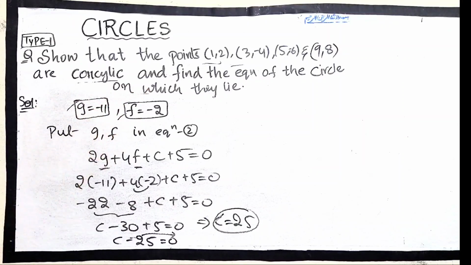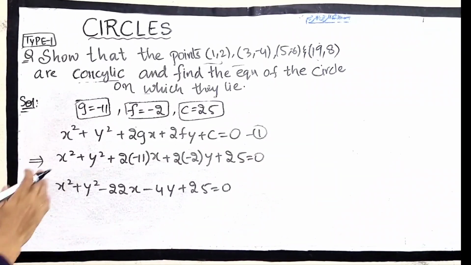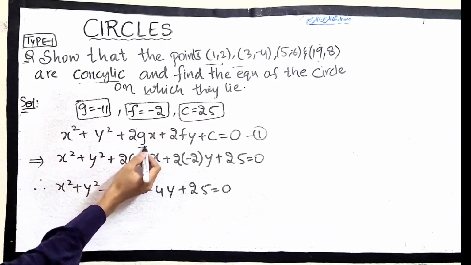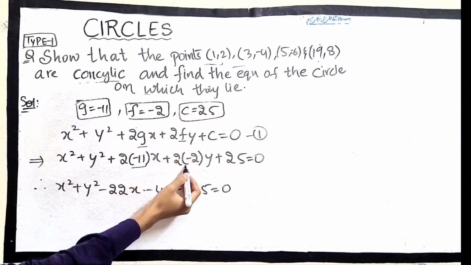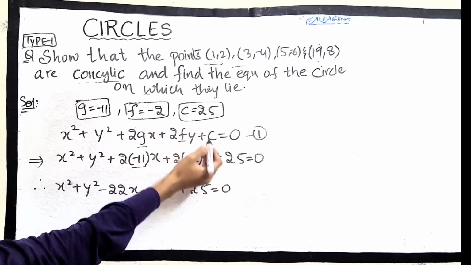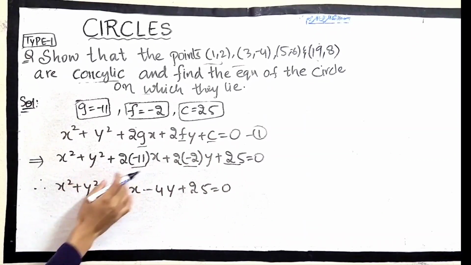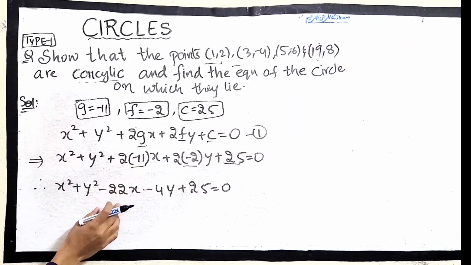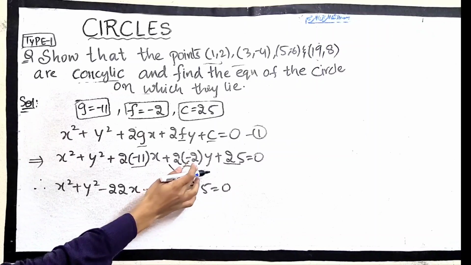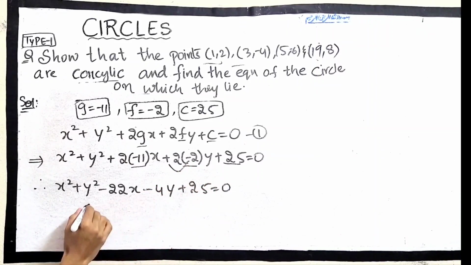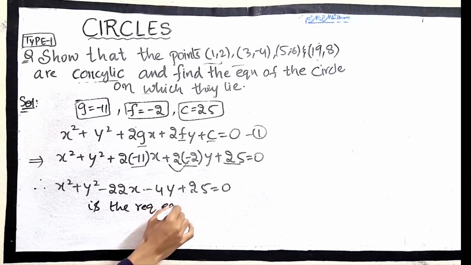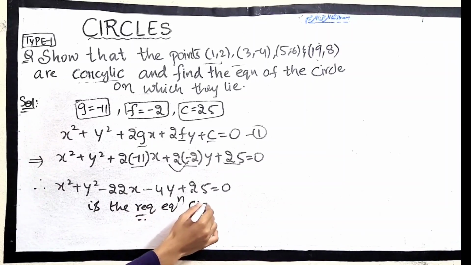So just substitute g, f and c values in equation 1. You will get the equation of the circle. So the values g, f and c I am substituting in equation 1. Instead of g I am substituting minus 11, instead of f I am substituting minus 2, and in place of c I am substituting 25. After simplifying I will get x square plus y square, 2 into minus 11 is minus 22 x, 2 into minus 2 is minus 4 y, and plus 25. So this is the required equation of the circle.